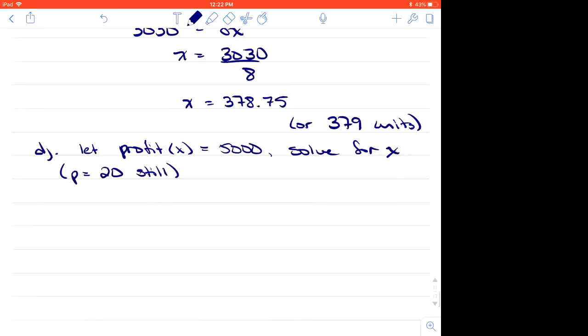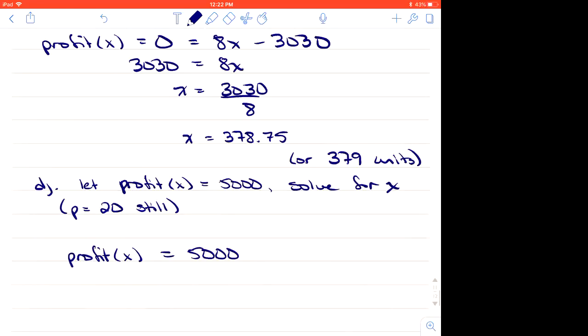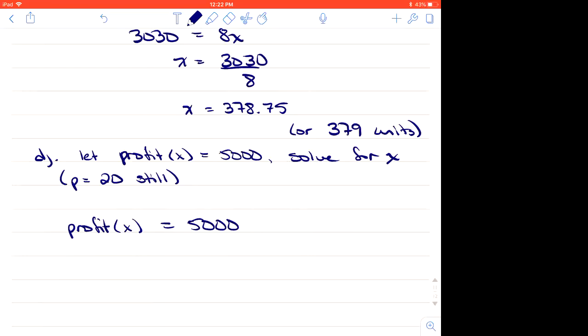So again, we say that the profit of X, now I'm going to force it to be 5,000, and following the exact same format as before, is 8x minus 30, right? Because 8x minus 30 is our profit function when P is 20, right?